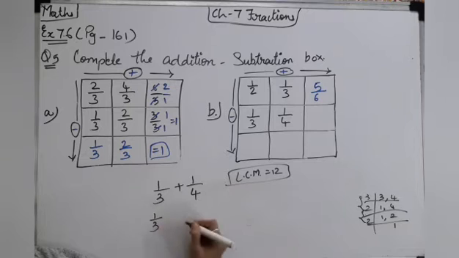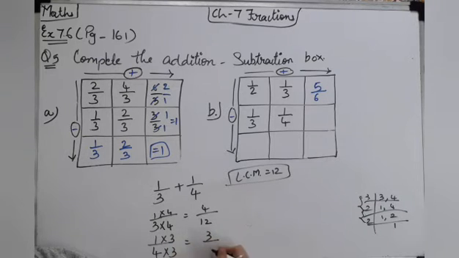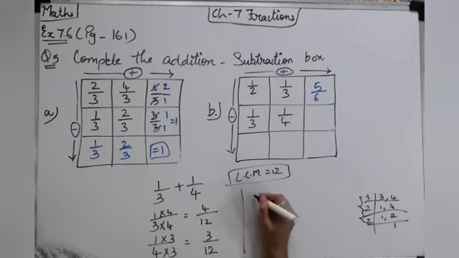So 1 upon 3, I'll multiply by 4, so I'll get 12. In the numerator also 4, so 4 upon 12. 1 upon 4, I'll multiply by 3, so I'll get 12. In the numerator also I'll multiply by 3. 1 3s are 3, 4 3s are 12. I got the answer here.